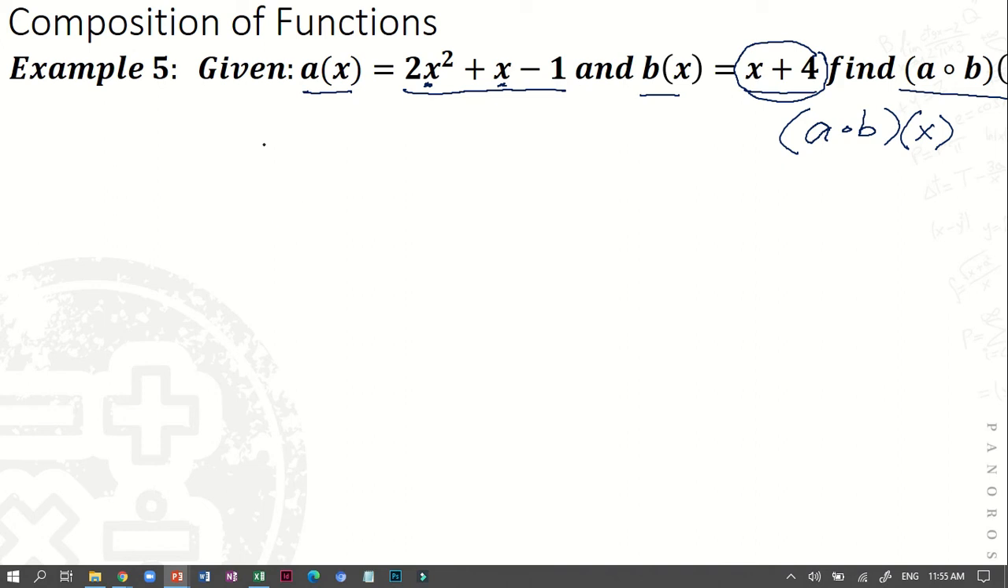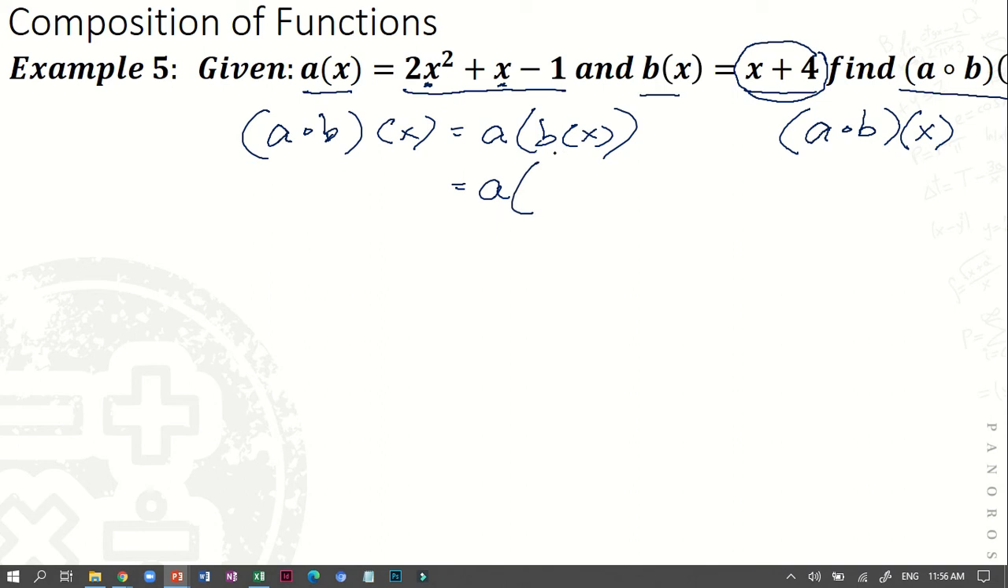Okay, so let's set up our solution. So, we have a composite b of x equals a of b of x equals a, and then tanggalin ng b of x, palitan ng value niya, x plus 4. So we have x plus 4. And then copy the first function or the outer function or the primary function.